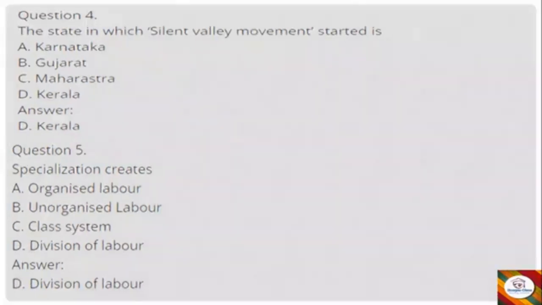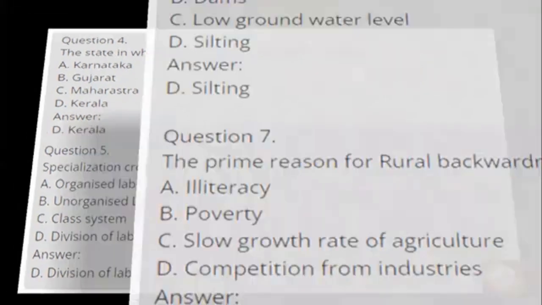Question 4. The state in which Silent Valley movement started is A. Karnataka, B. Gujarat, C. Maharashtra, D. Kerala. And the answer is D. Kerala. Question 5. Specialization creates A. Organized labor, B. Unorganized labor, C. Class system, D. Division of labor. The answer is D. Division of labor.